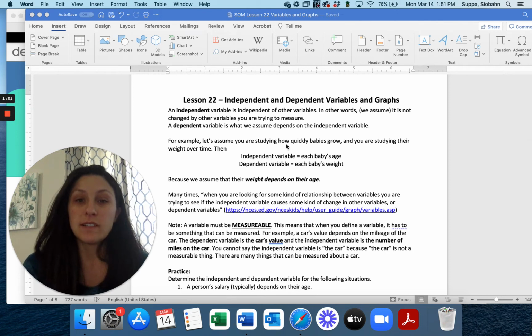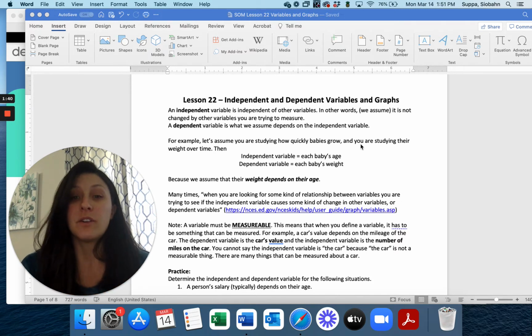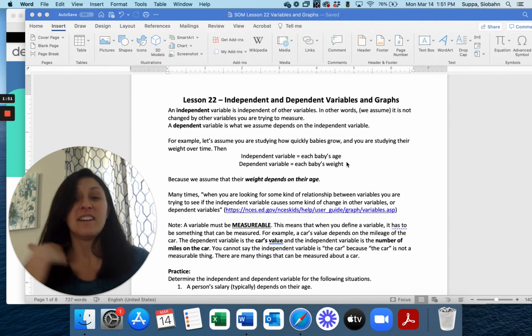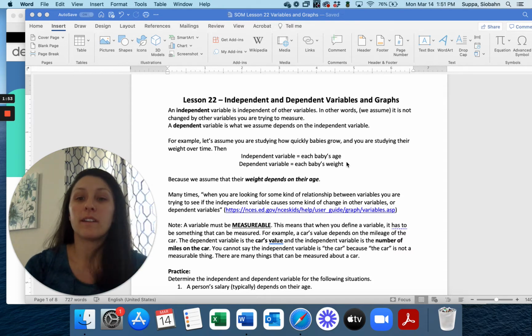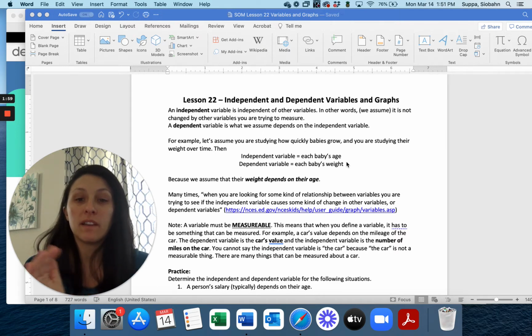Let's assume you're trying to study how quickly babies grow. Okay, so that's what you're interested in, right? You want to know how fast, on average, do babies grow. So to study that idea, because there's lots of ways you can grow, right? You can grow in weight, you can grow in height, you can grow in language acquisition, right? There's lots of ways you can grow as a human. So let's pretend that you're studying babies' weight over time. So because that's what you're interested in studying, your independent variable is the baby's age, right?